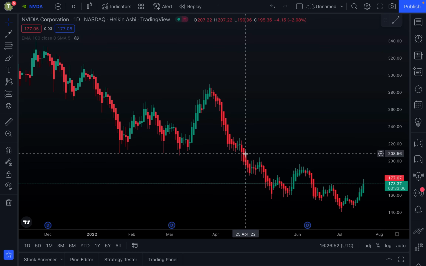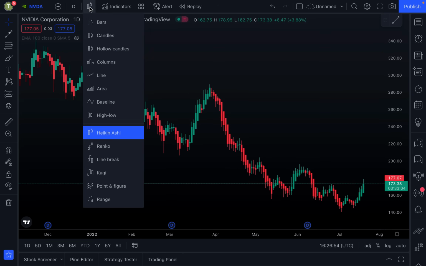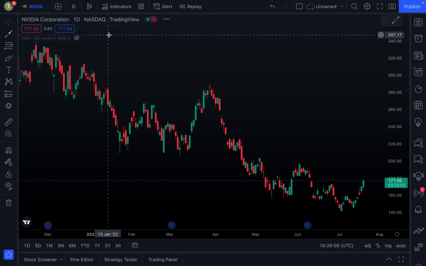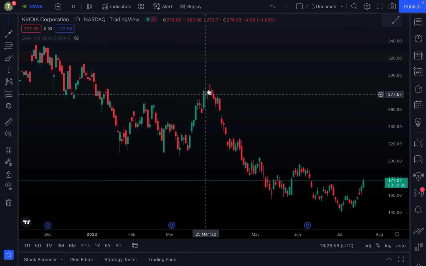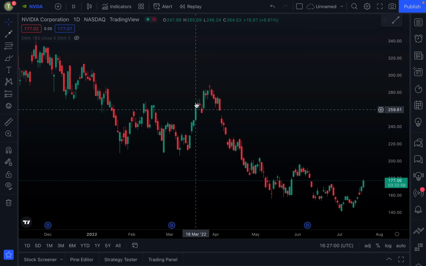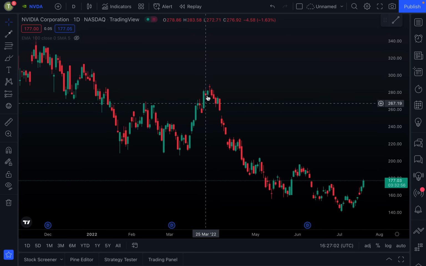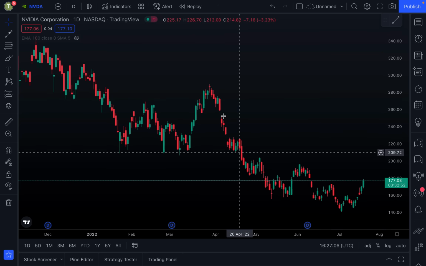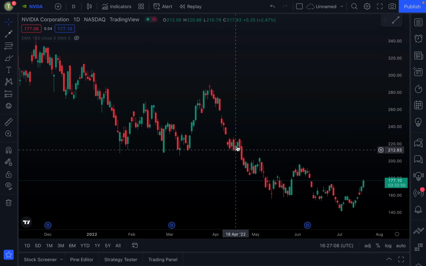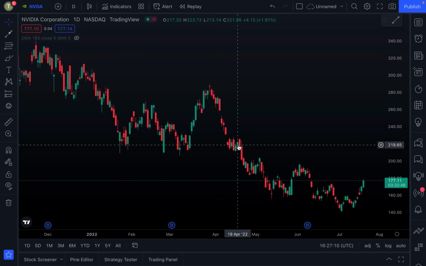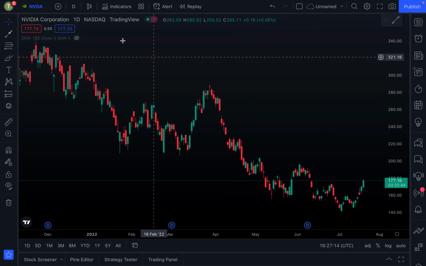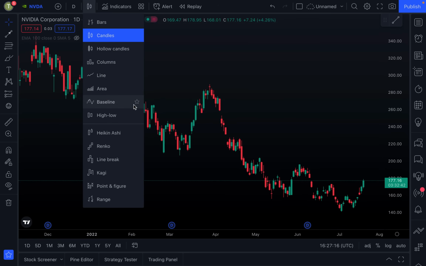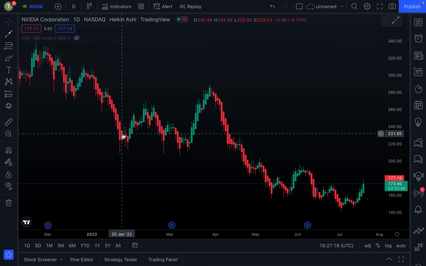So it has a much smoother look, because if we take a look at a regular candlestick chart, notice that during the same uptrend, you see multiple red candles. And then during the same downtrend that we just looked at, you see multiple green candles, which can really confuse traders, give false signals, and just make a lot of noise. So right away we see a benefit: with the Heikin Ashi, the chart is a lot smoother.